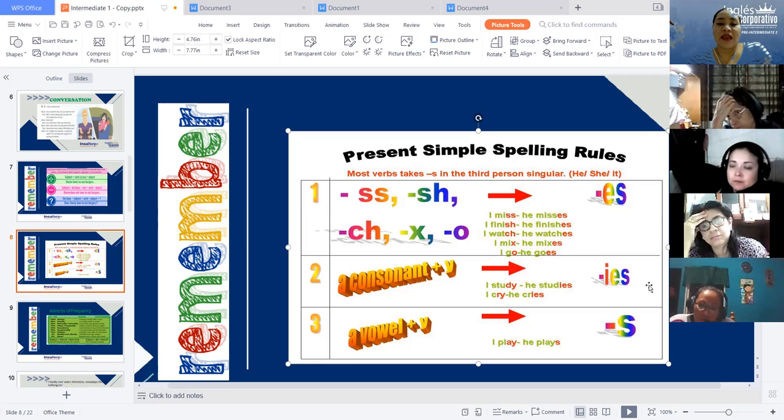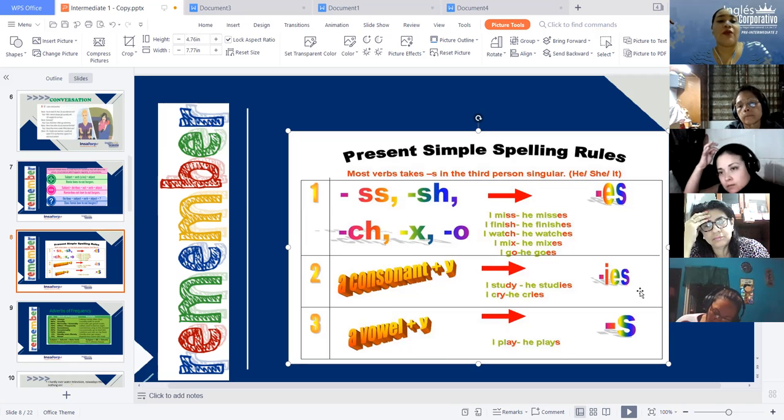Entonces al final va a ser IES. En el tercer caso es similar, solamente que acá nosotros tenemos vocal más Y. Como lo vemos en el caso de play, acá pues nosotros tenemos la A y la Y. Entonces nosotros solamente vamos a agregar la S, ¿verdad? ¿Cuándo va a suceder esto de nueva cuenta? Solamente cuando usted tenga pronombre he, she or it.